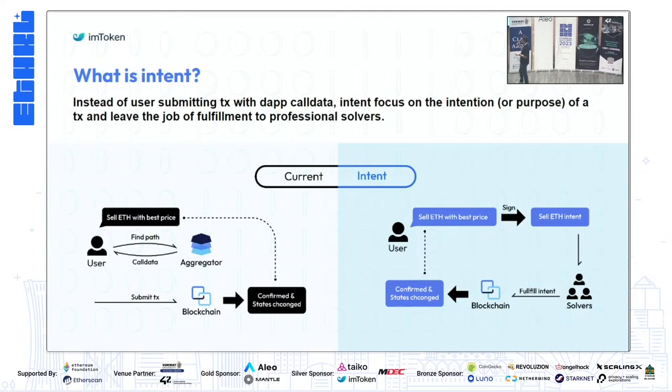On the left is the current flow we have right now. For example, the user wants to sell his Ether at the best price, right? He probably just opens up the browser and accesses an aggregator to find the right path for selling his Ether, and then he gets the calldata from the aggregator, which specifies the selling path for the best price. Then he submits the transaction to the blockchain and gets it confirmed. Also, the state gets changed accordingly. These two black squares actually relate to each other.